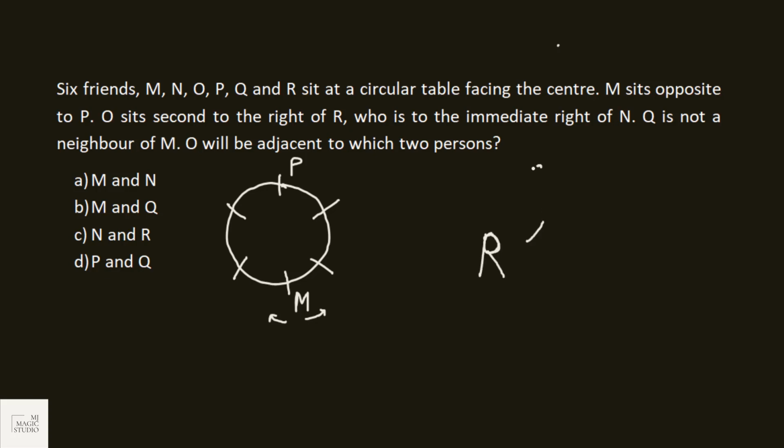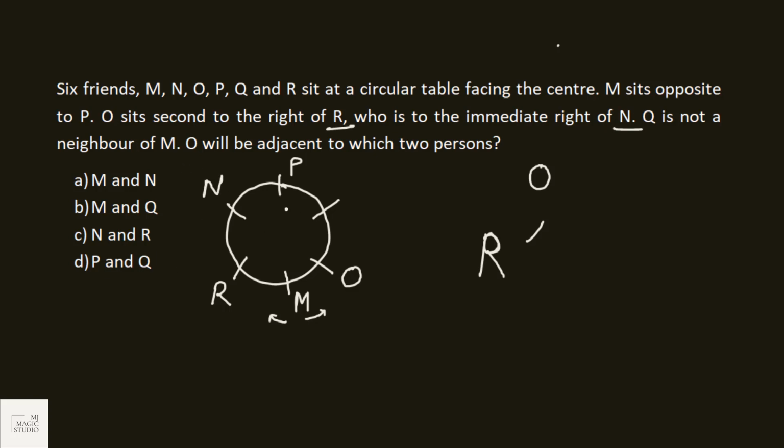R, one left, O. This should be the position. If R is here, O is here, R is here, then O should be here, which is not possible. That means R is here and second right is first right, second right. O is at this position. O sits second to the right of R, who is to the immediate right of N. R is immediate right of N. N should be at this position.